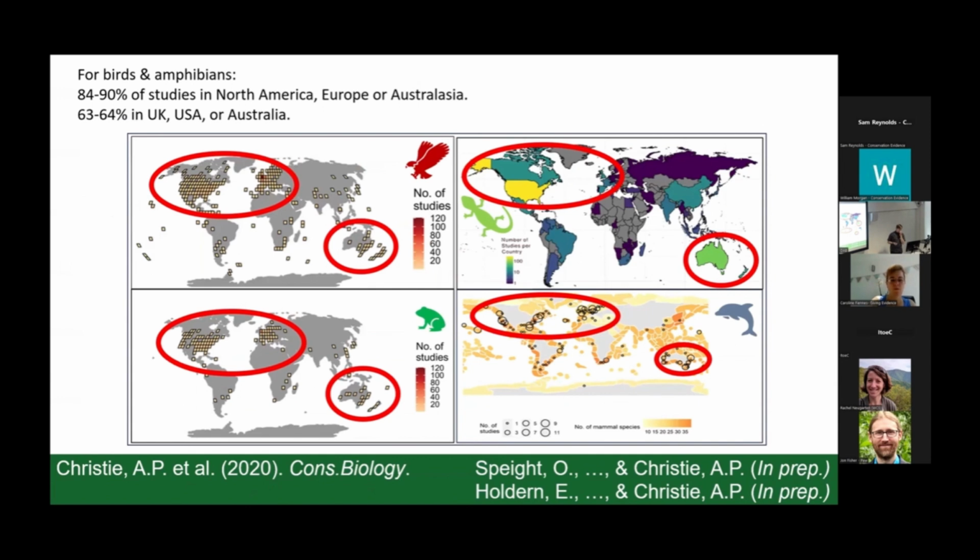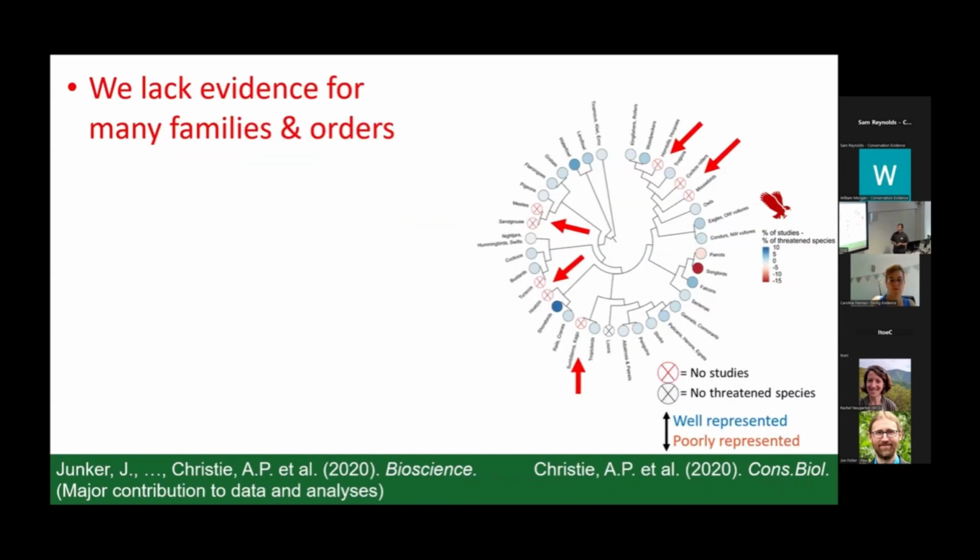Another big problem that my PhD found was that we've got a lot of evidence in, unsurprisingly, North America, Europe and Australasia, on conservation actions. So this is just some maps of birds, amphibians, reptiles and marine mammals. We've got lots more there, and there are huge gaps across Asia and South America. So we've got really big geographic gaps in where the evidence is, which is really difficult when you're trying to inform local conservation action. You want relevant studies that are tailored to your context. But we also lack it for loads of different species as well.